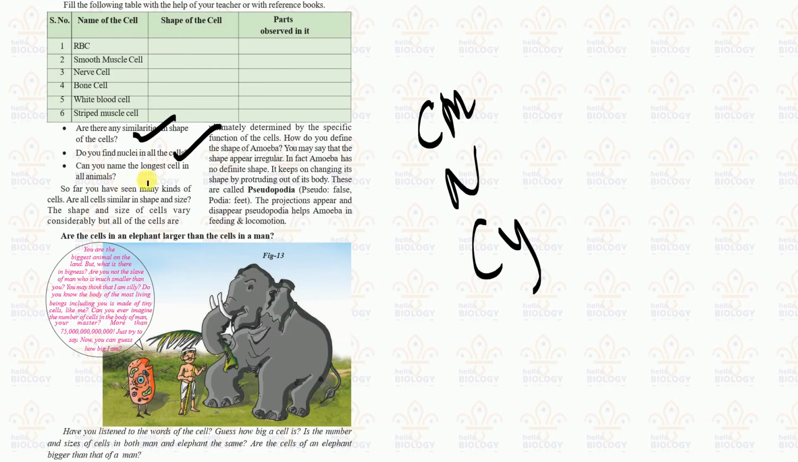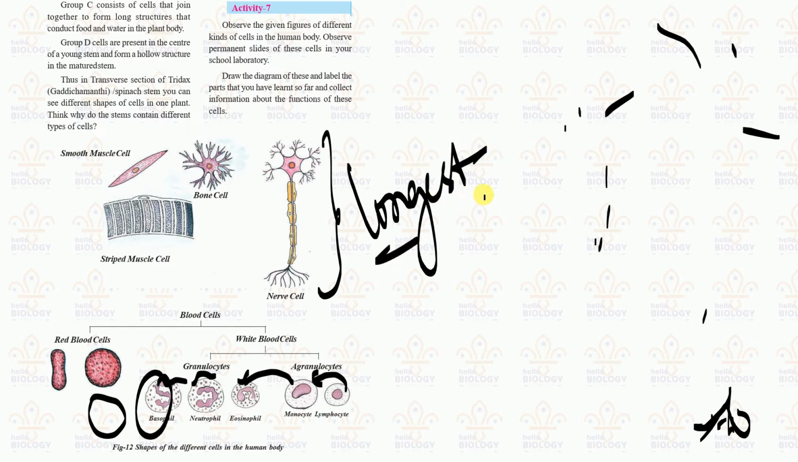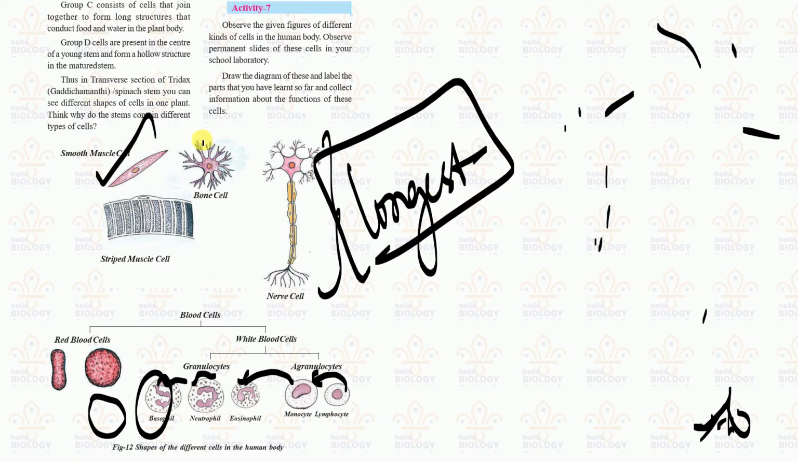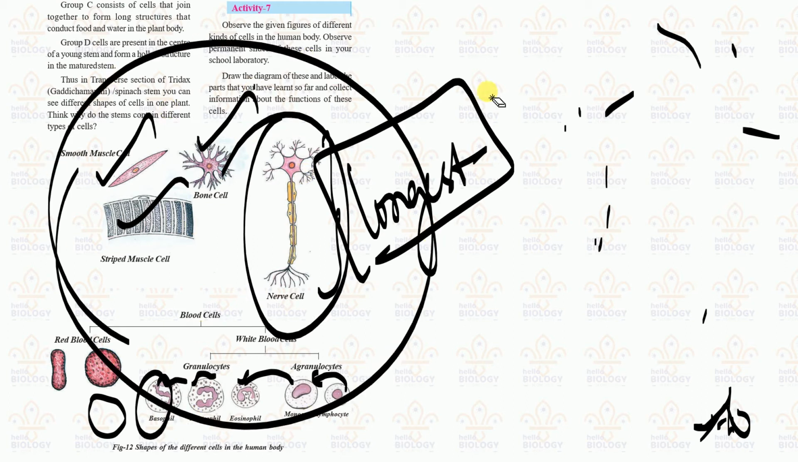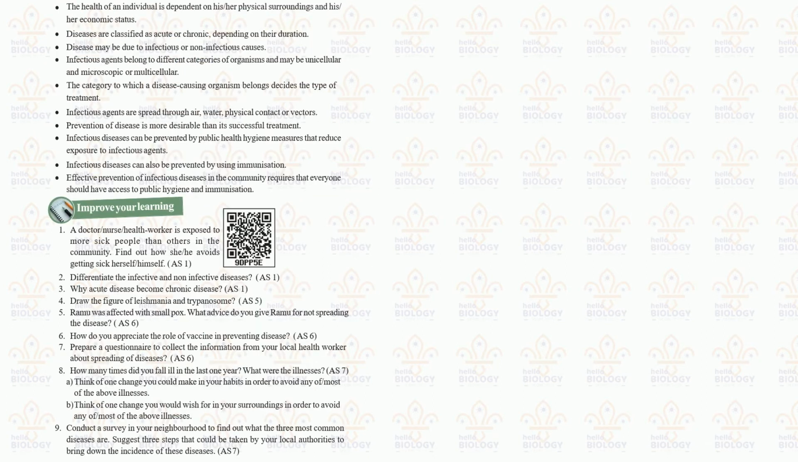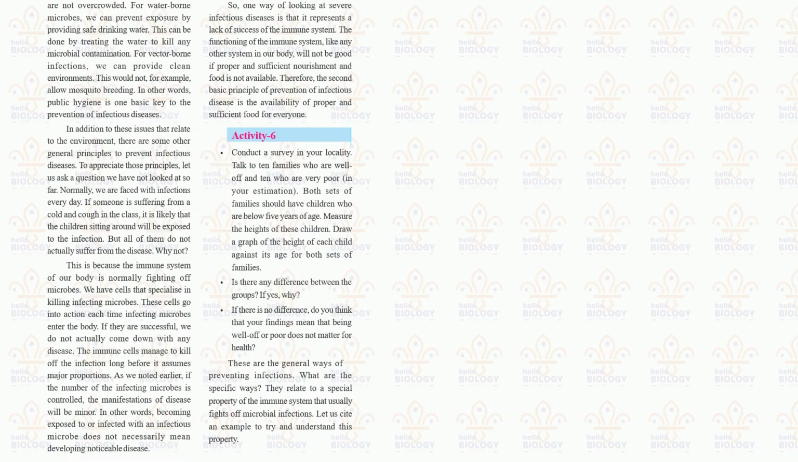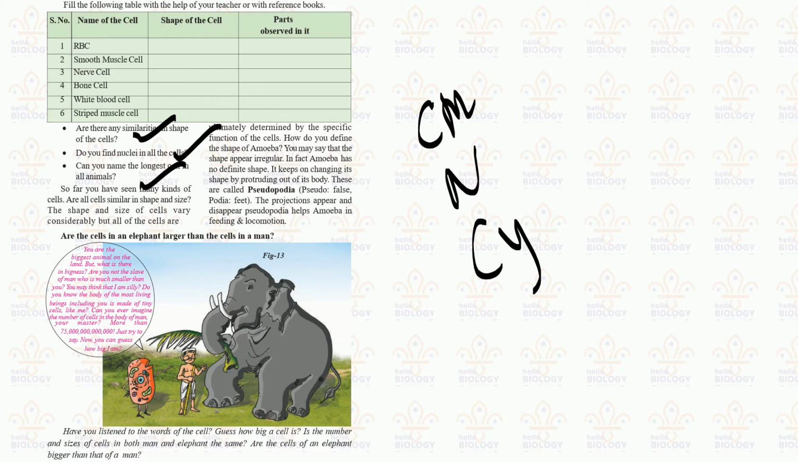Next one, can you name the longest cell in all animals? Longest cell here you can see is the nerve cell. Can you see? This is known as the longest cell in our human body. This is smaller, this is smaller, this is smaller, and this is long. Understood? Not only due to its appearance in the textbook, but usually this nerve cell is a very long cell. Understood? And next one, can you name the longest cell in all animals? It is the nerve cell.